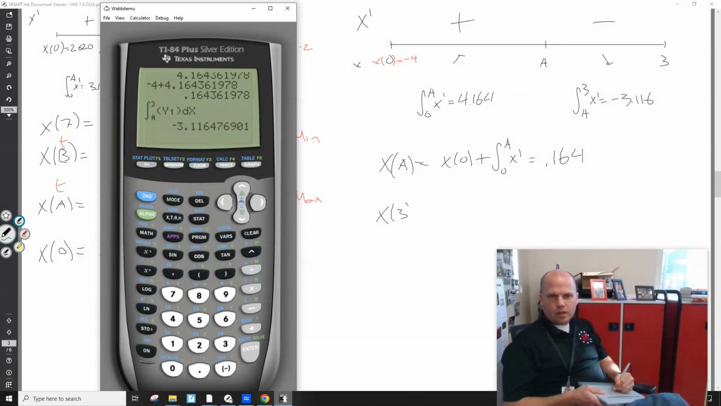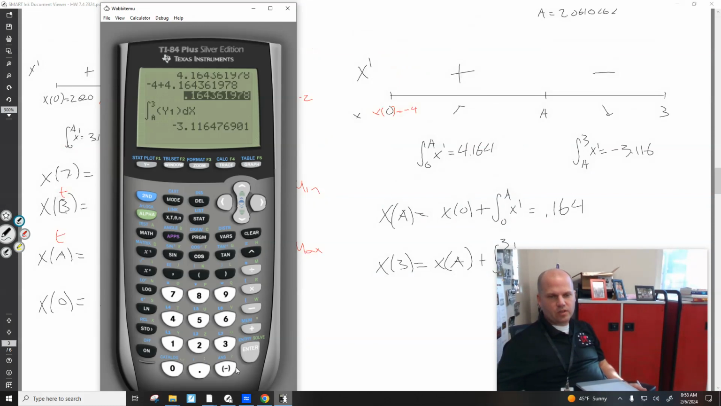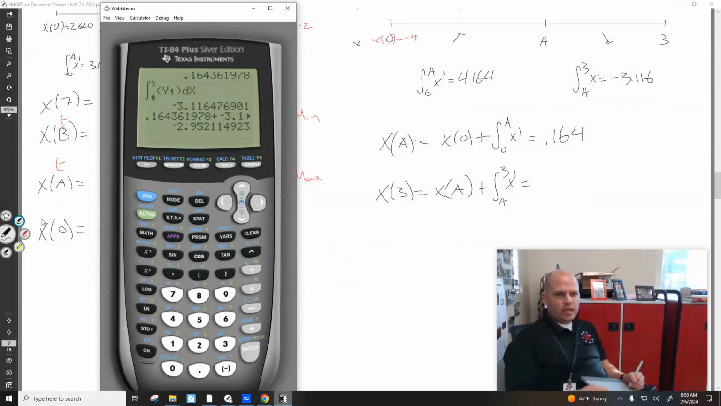X of 3 equals X of A plus the accumulation from A to 3 of my derivative. It's a good example. Maybe if we wanted to just find my ending position, we could have done this quickly. We got that. We add that. Bam. -2.952. Does this all make sense?